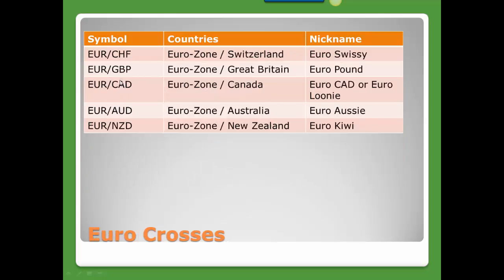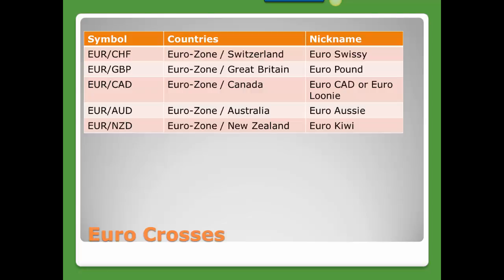Now, the pairs that do not have US dollar in them are called cross pairs. In this case, these are the Euro crosses, which means we have Euro and we have a different currency against the Euro. In this case, we have EUR CHF, which means Euro Swiss franc. Then we have Euro Pound, Euro Canadian Dollar, Euro Australian Dollar, Euro New Zealand Dollar. And you can have different crosses here. The currencies on both sides can change. It is up to you to decide which currency you want to trade.